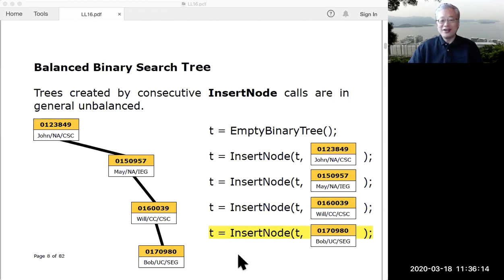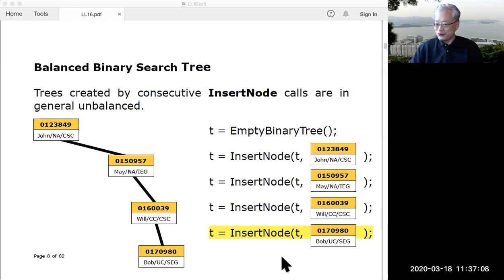But if all these nodes are inputted in this particular order, basically there's nothing we can do. Well, we can rearrange the nodes in some particular order to make this tree better, but in general, we cannot do that. In general, when we get a new node from the user, we just insert it, and basically there's nothing we can do about this. So in general, it is not possible to avoid the construction of such an undesirable binary search tree if we only construct the tree by calling this very simple insert node program.